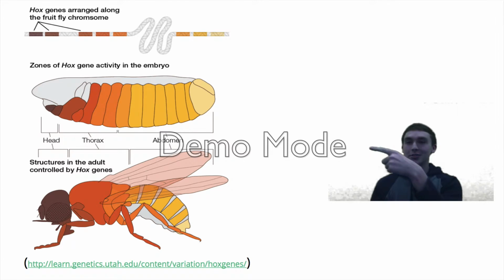As you can see in the image right here to the left, the darker region, which is depicted with the brown color, codes for the head. The middle segments, which are depicted by the orange color, will code for the thorax, and the tail region, which is depicted with the yellow color, will code for the abdomen.